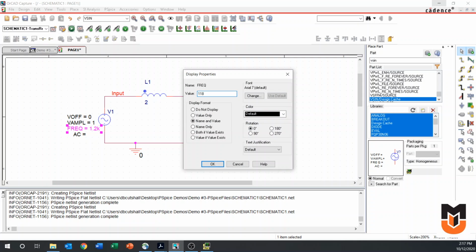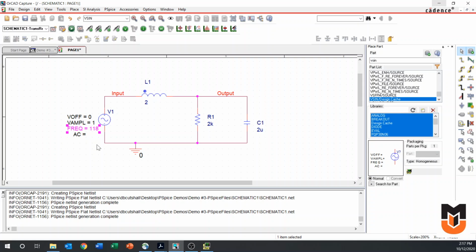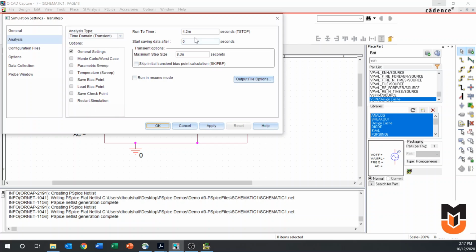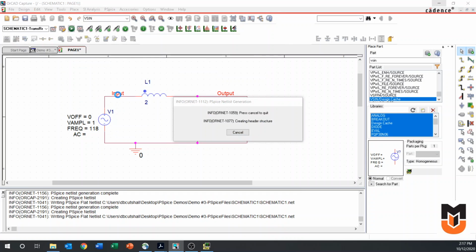And let's take a look at 118 Hertz, so our 3 dB frequency. And so again, we're going to need to update our simulation profile. So we want this to be 5 times the period. In this case, that is 42 milliseconds. And we want this maximum step size to be our period divided by 100, which again, we arbitrarily chose, and that is 85 microseconds. So let's update that and run our simulation.